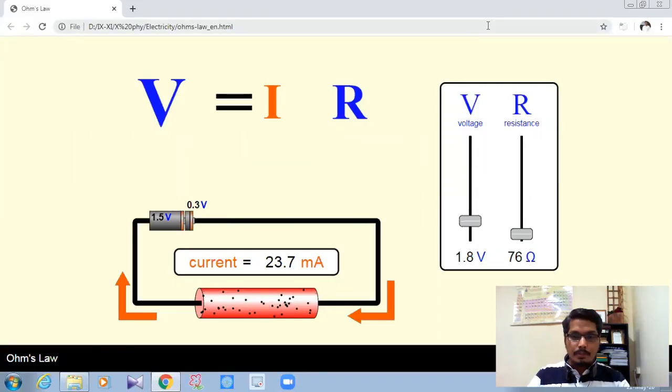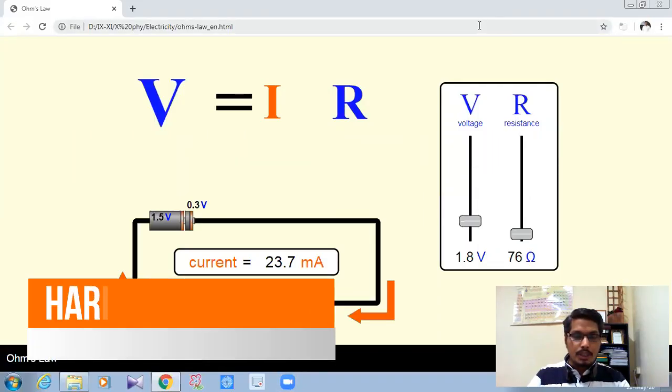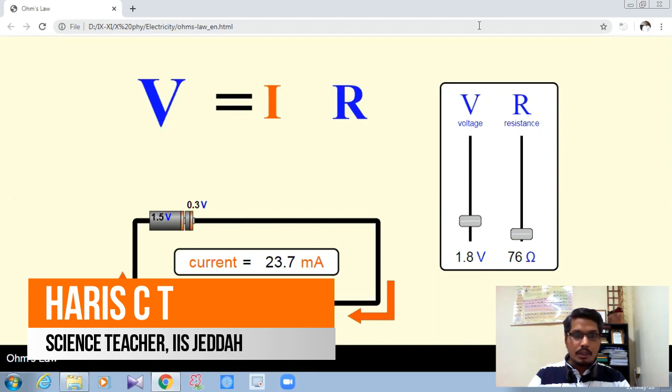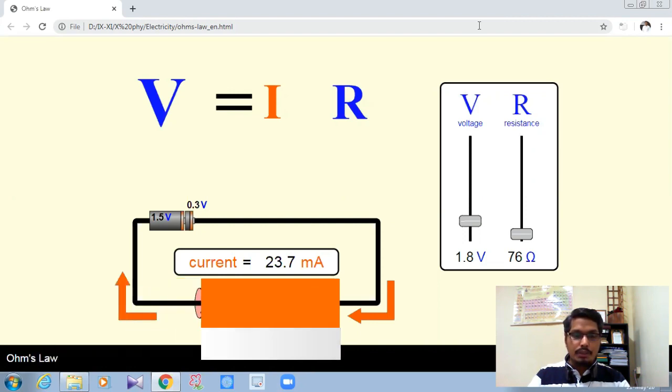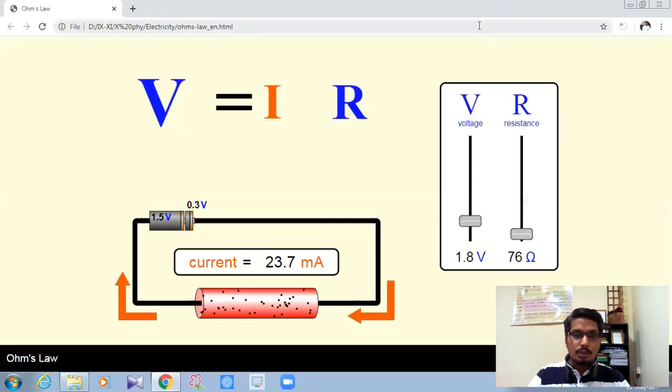Hello students, through this simulation, we are going to see the relationship between potential difference and current flowing through a circuit. We have a circuit over here which contains a 1.8 volt battery and a resistor of value 76 ohm resistance. The current through the circuit is now 23.7 milliampere.